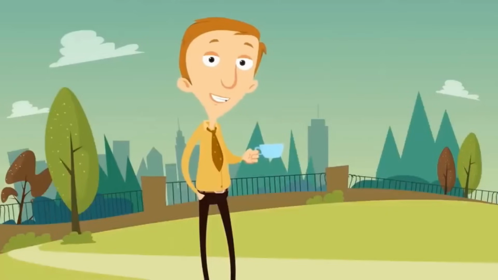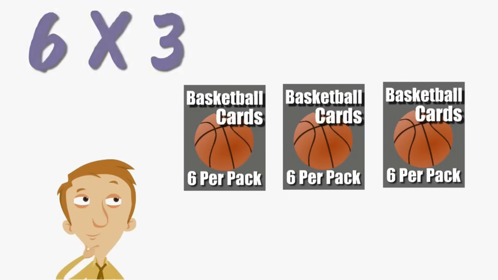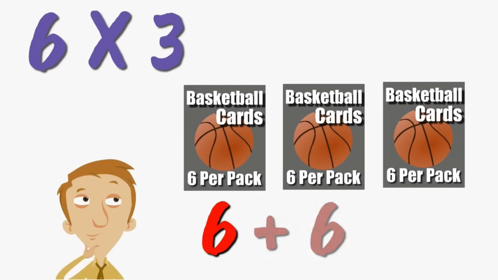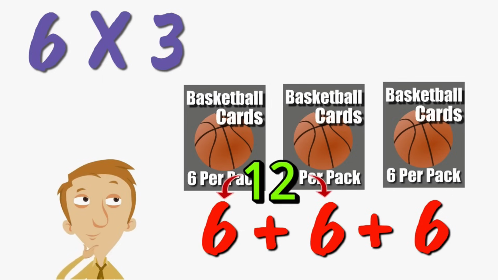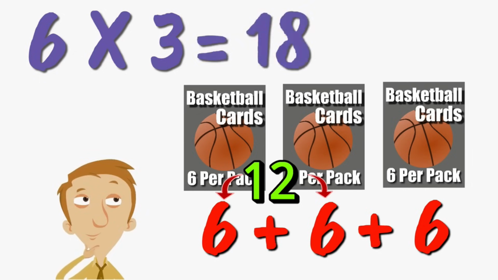We can just double check that real quick. 6 times 3 means we have the number 6, 3 times, which is the same as 6 plus 6 plus 6. 6 plus 6 equals 12. Yeah. And 12 plus 1 more 6 is 18. Yeah. 6 times 3 equals 18.